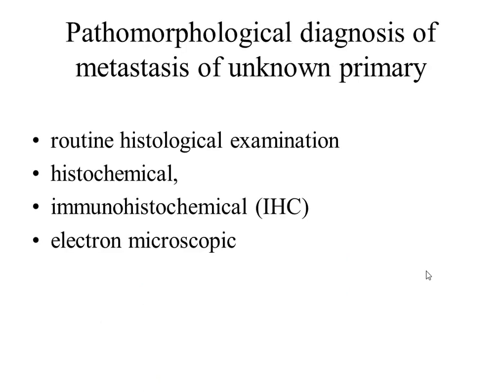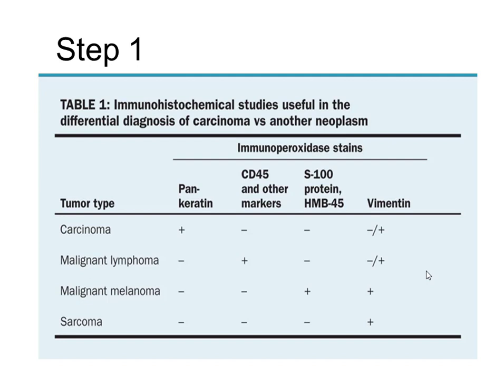Pathomorphological diagnosis of the metastasis of unknown primary is, first of all, based on the routine histological investigation using hematoxylin. Then we can add the histochemical method if it's needed, immunohistochemistry and electron microscopy. Here you can see the table with the first step of the identification of the metastasis from the unknown primary site. How to differentiate carcinoma from another neoplasm.